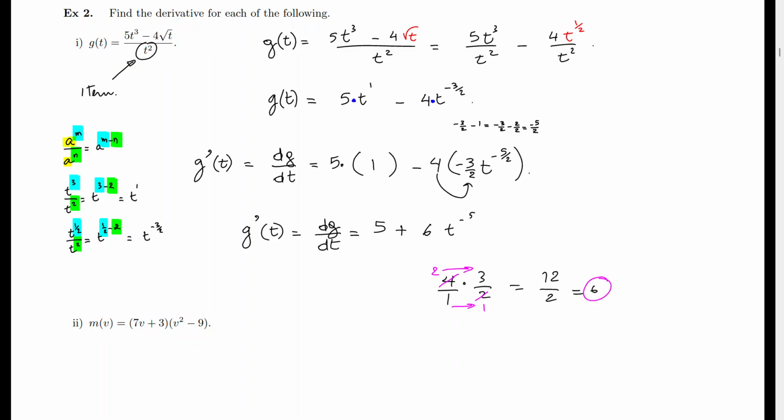So regardless of how you do it, the answer should be 6 in the front as the constant, and it's being multiplied with the t to the power of negative 5/2. And now we are completely done with this answer.